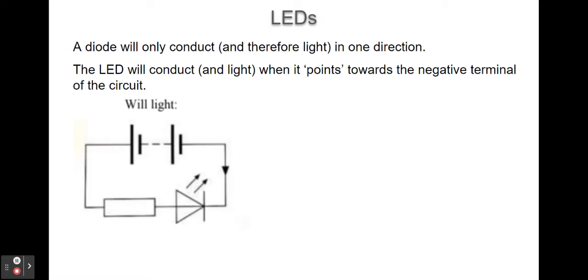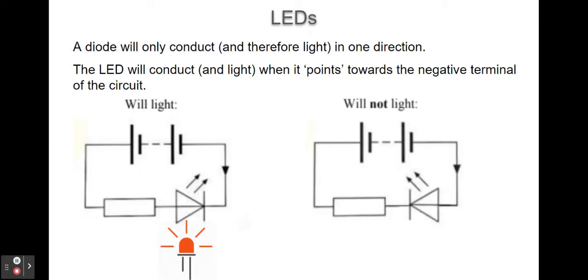Now, generally an LED will conduct or emit light when it points towards the negative terminal of the circuit, like in this diagram here. So that LED would light. We would call that forward bias. If the LED is connected the opposite way round, it will not allow current to flow, and therefore it will not light, and therefore it's called reverse bias.